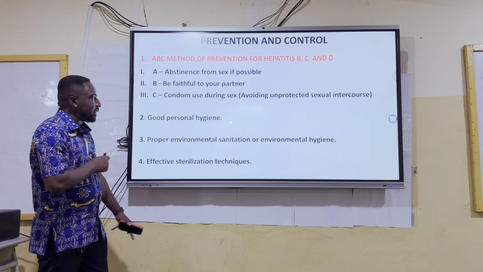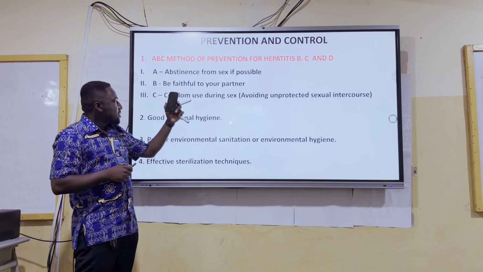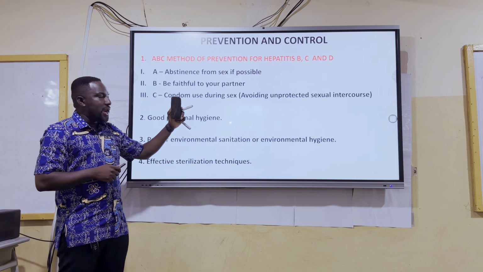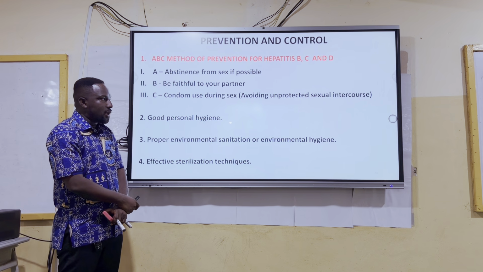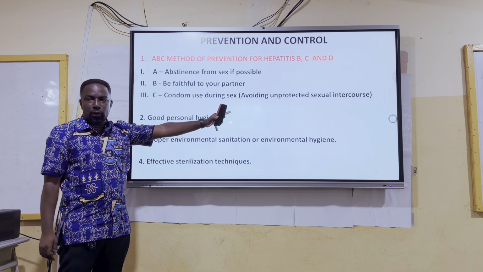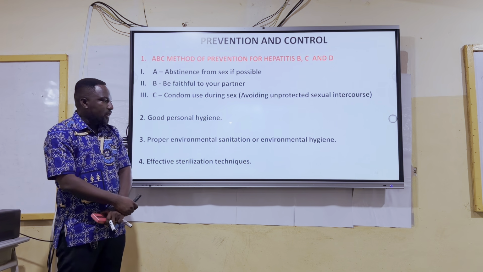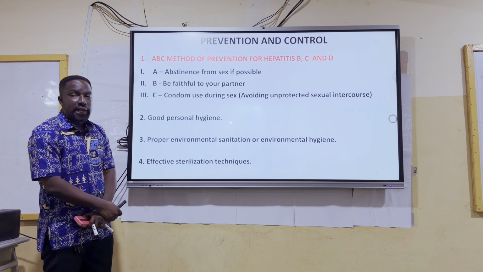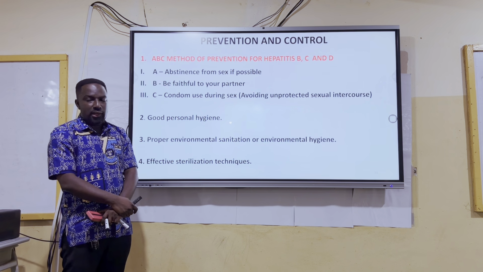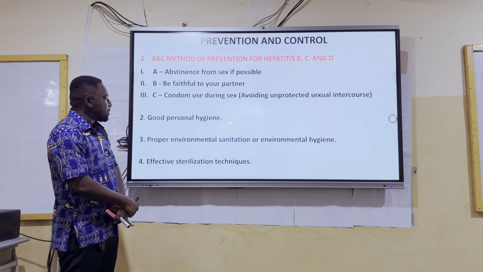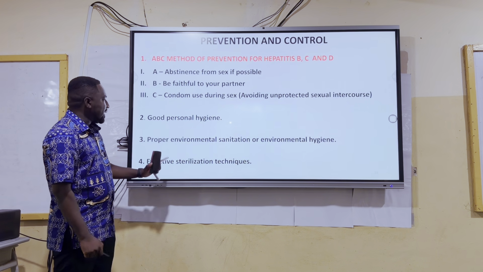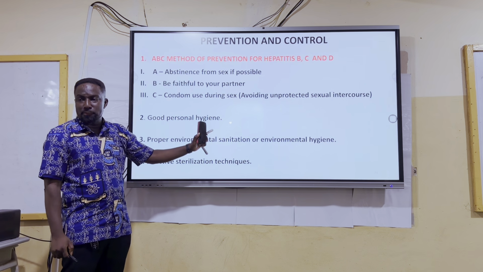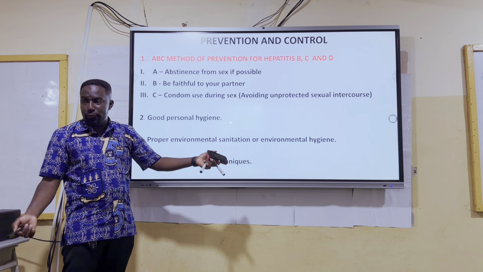And what are the ABC? Abstinence, be faithful to your partner, and then wear a condom during sex. Because we know that unprotected sexual intercourse can transfer the virus, the hepatitis B, C, or D viruses. And then good personal hygiene. Good personal hygiene for hepatitis A and E. Fecal-oral route, right?